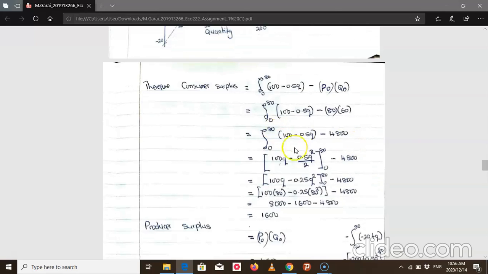So if we integrate, we substitute the value of 80 into this equation and substitute the value of 0. If you substitute the value of 0, you get 0, right? So there is no need for us to substitute 0. Minus this one, and then we get our consumer surplus.